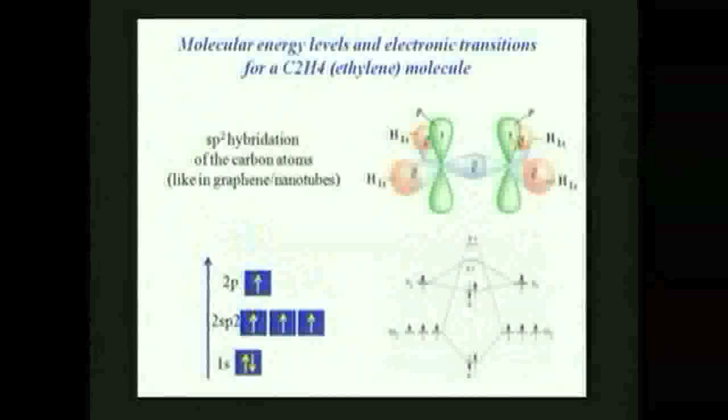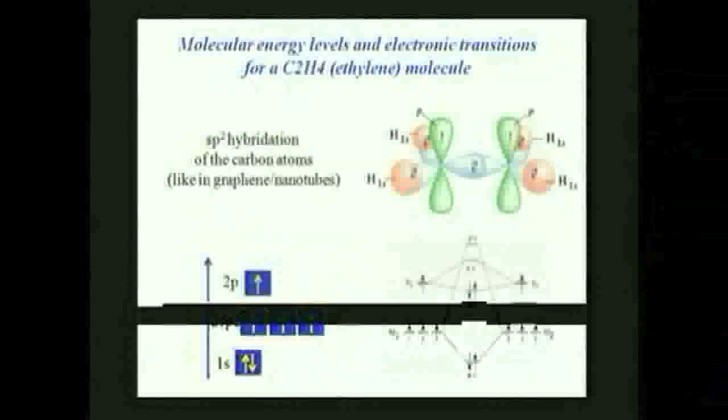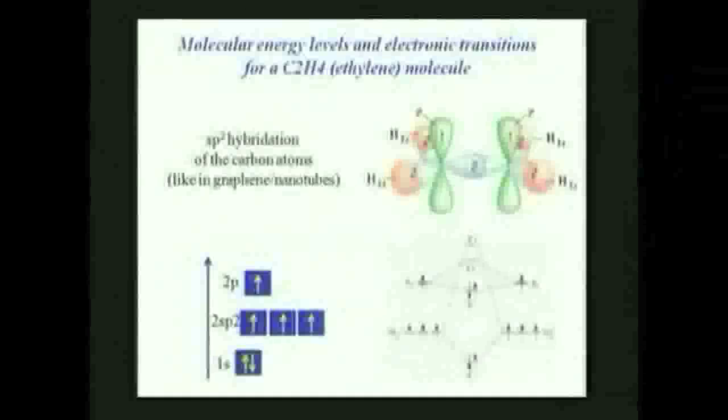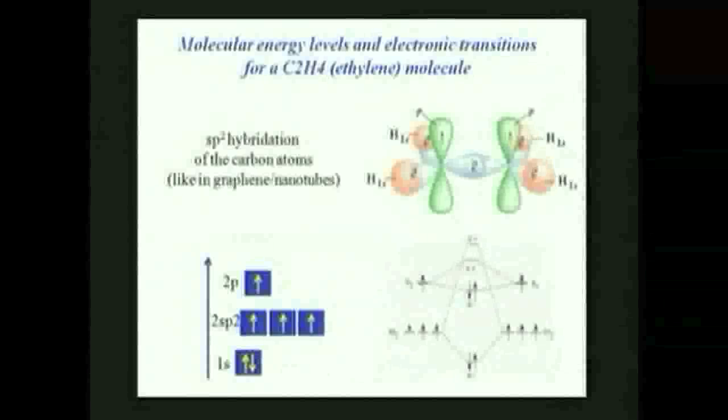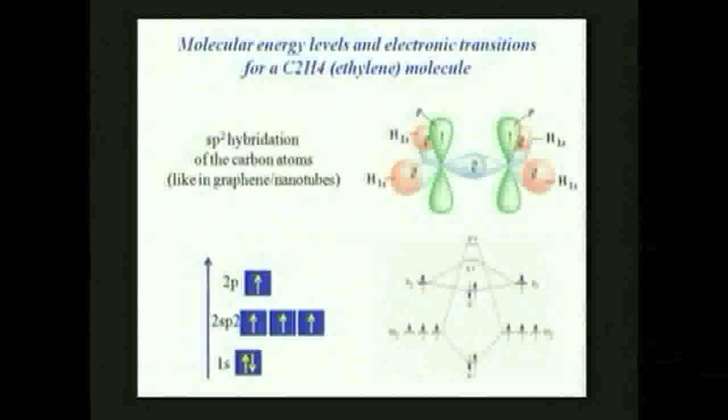And you see that from the s and p levels of the carbon atoms, you will form new levels, which are called, for carbon, the sigma levels, which are the lowest energy, and the pi level. The pi level, actually, in the carbon atoms corresponds to the highest occupied molecular orbital, and the pi star level to the lowest unoccupied molecular orbital.